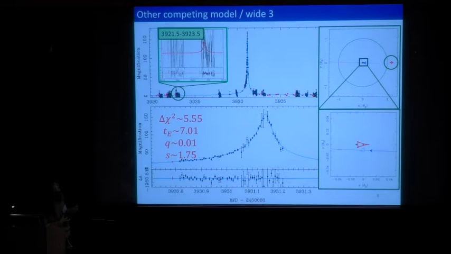And here is one of the competing models, the wide-3 model. We can see the bump around 39.22 due to the cusp approach to the planetary caustic. In this model, the delta chi-square is 5.6, and the event time scale is twice as long as that of the best model. The mass ratio is about 10 to the minus 2. The separation is about 1.8.